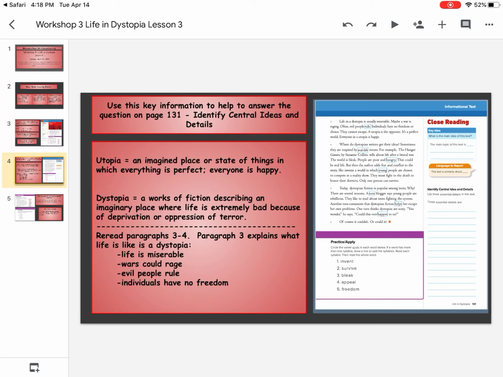Okay. So before we finish this piece of the lesson, I want you to pause this recording and come up with 3 essential details in this text. Now remember, you don't have to create your own. I want you to go back into pages 130 and 131 and find the text evidence that talks about 3 essential or main details of this reading.